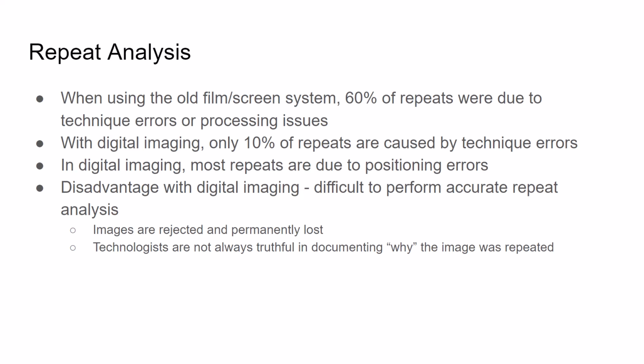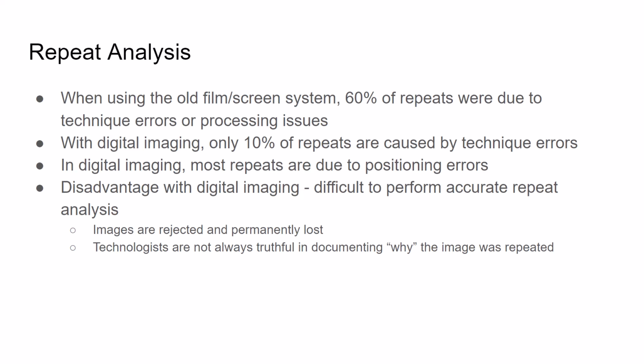Repeat analysis is the final portion of our QC and digital acquisition systems. Going back to film screen systems, we used to have to shuffle through the actual hard copy films and note the reasons for each repeat. On average, 60% of repeats were due to technical errors or processing issues. Maybe your image was too dark or too light, or there were artifacts that resulted from the chemicals during processing. Or maybe the guide shoes that carry the film through the automatic processor were slightly out of alignment and they scratched the films. A lot could go wrong with those old film screen systems.